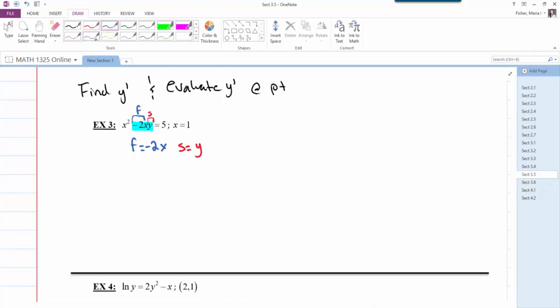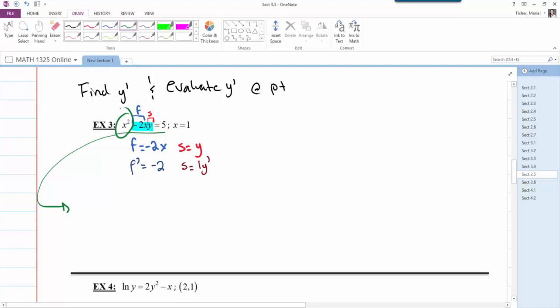So then the derivative of my first, f prime, the derivative of negative 2x is negative 2. And the derivative of y is 1 times y prime, because we just took the derivative of a y term. So now let's find the derivative. The derivative of x squared is going to be 2x. Then I need to do the product rule.